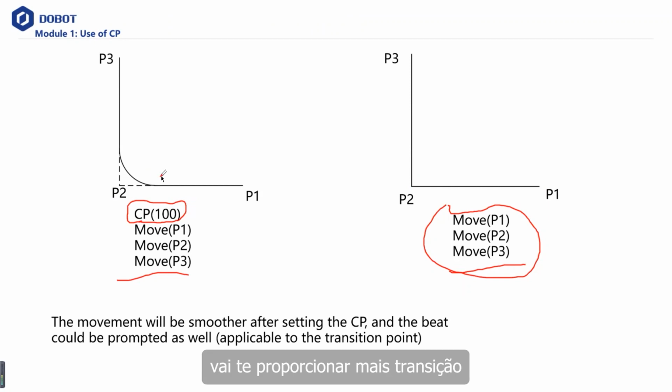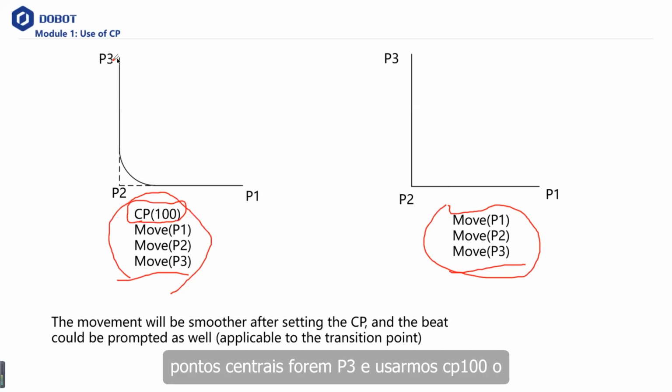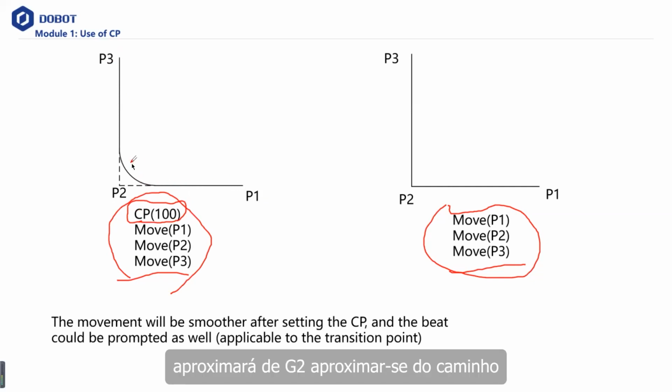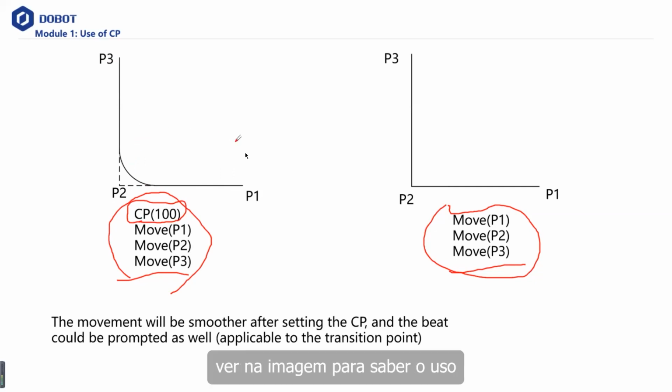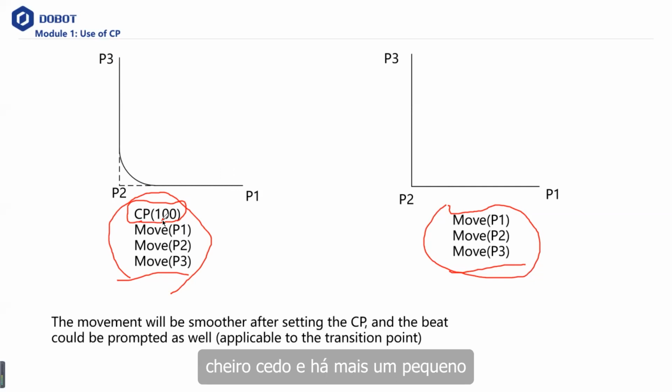This CP will provide you a smooth transition from one point to another. So in a sentence like this, if we start from P1 and the final point is P3, and you set CP 100, the robot will move close to P2, approaching it, but it will not really reach P2. You can see from the picture the use of CP. With the CP command, we can smooth the motions of the robot, which will make the robot move in a smoother way, and it's faster.